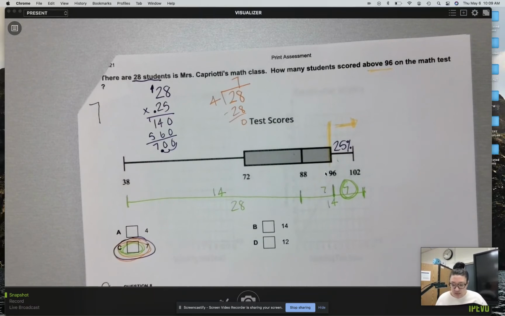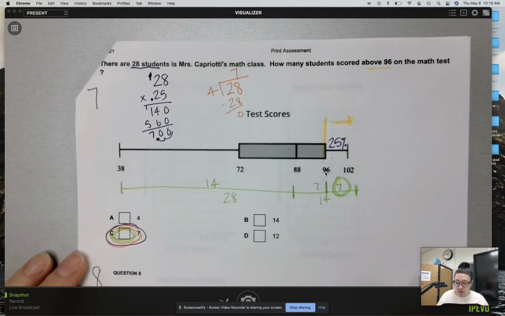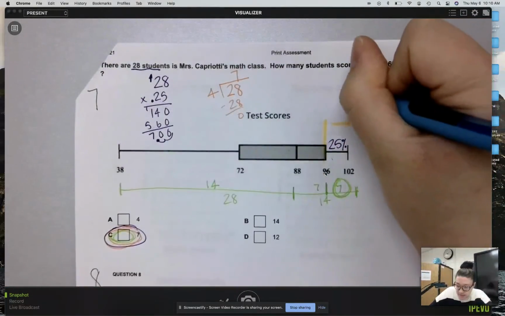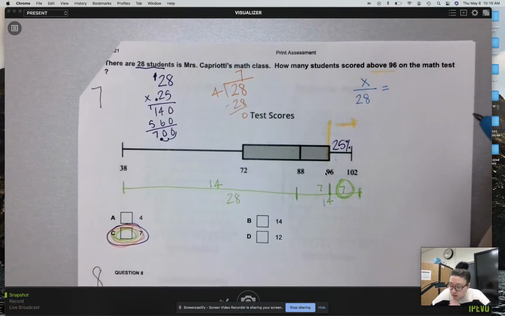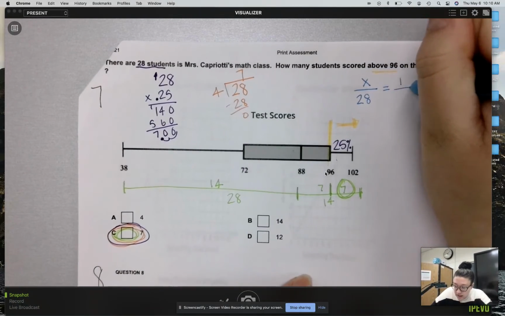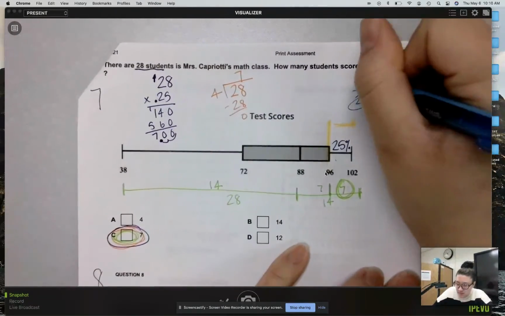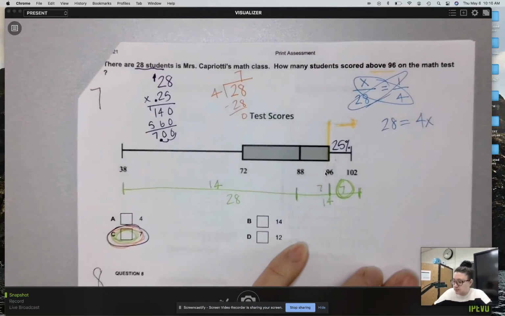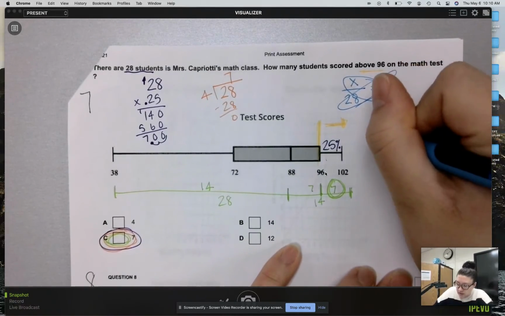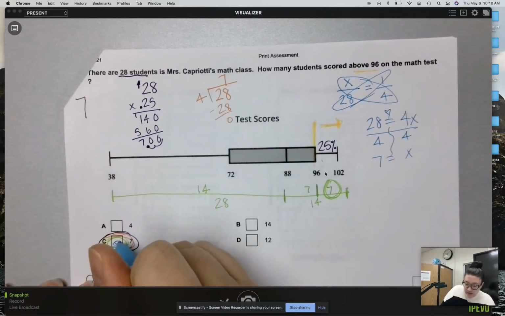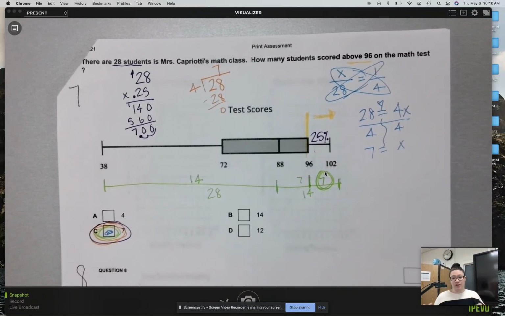And then another student made a proportion. They wanted to know how many students out of Miss Capriotti's 28 scored in that range. So they did their cross multiplication: 28 is equal to 4x. They divided both sides by 4 and got x to equal 7 that way. Doesn't matter how you do it. We don't care which way you do it. We just care that you understand and you're able to solve that problem to figure out how many students scored in that range.